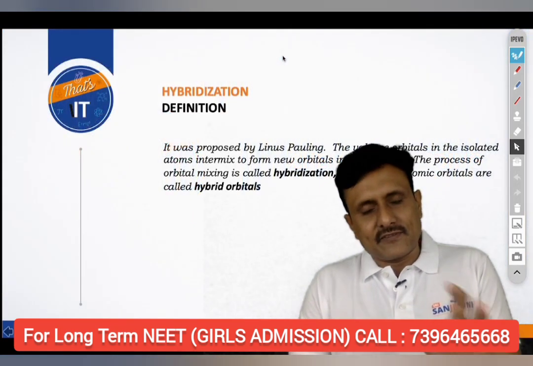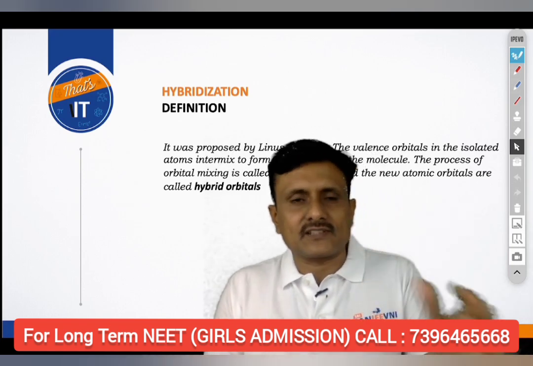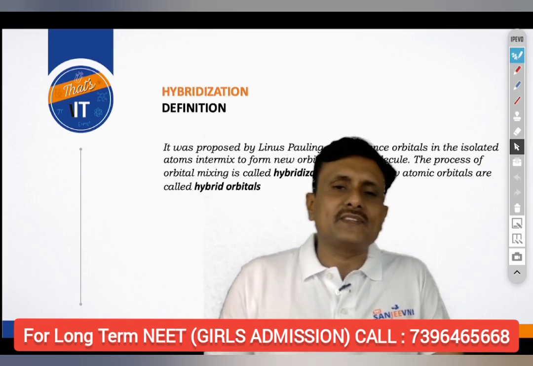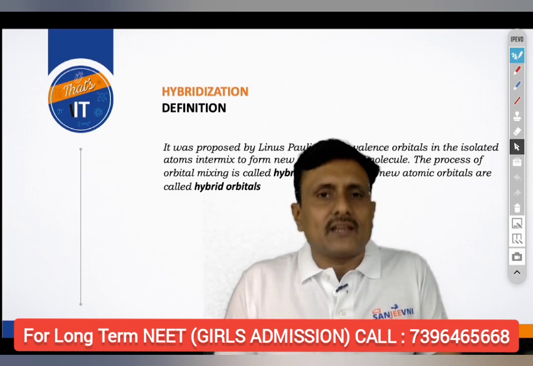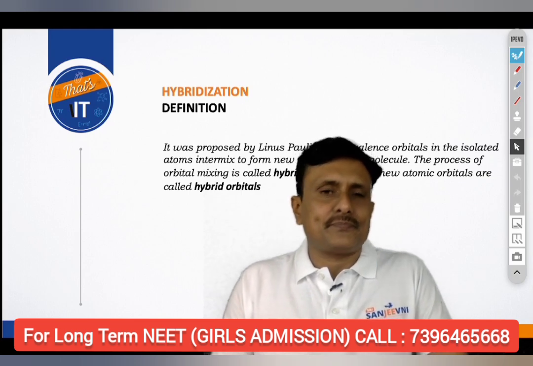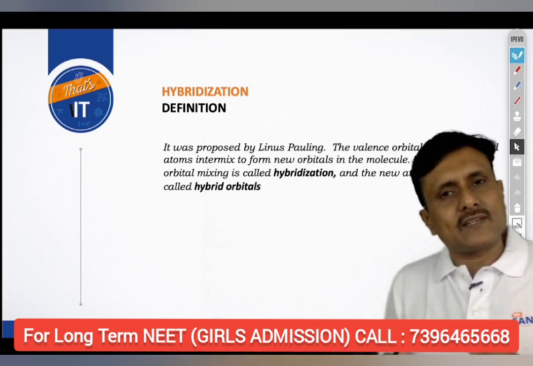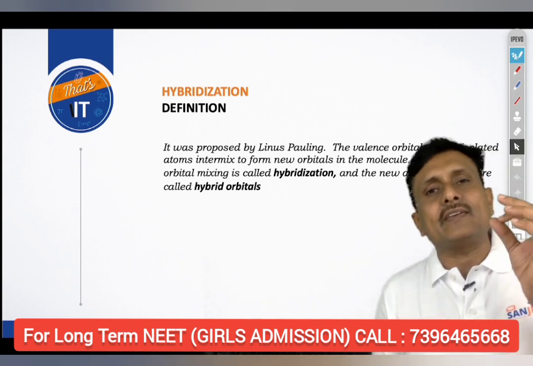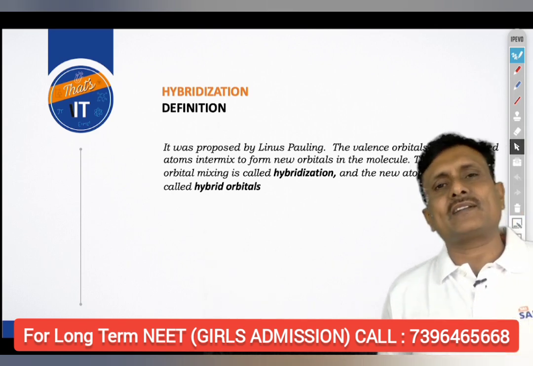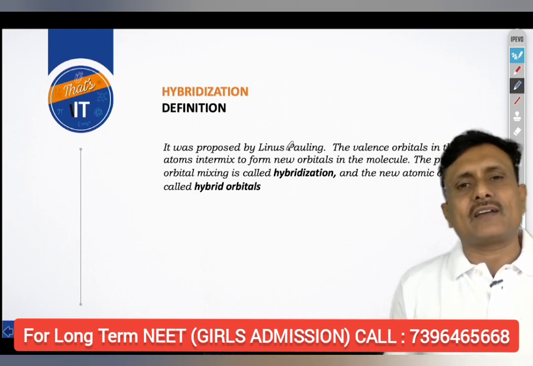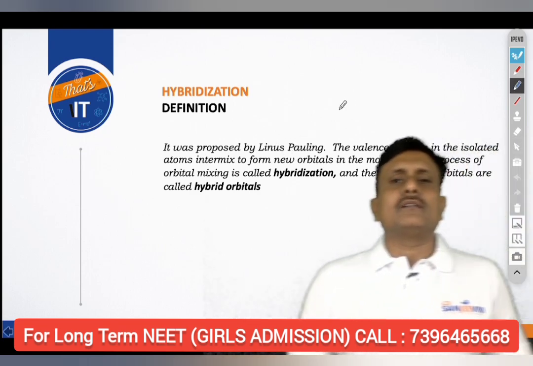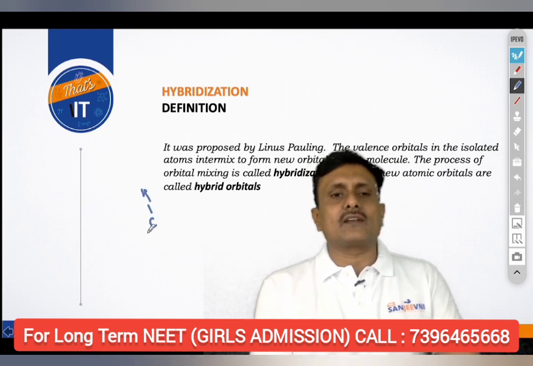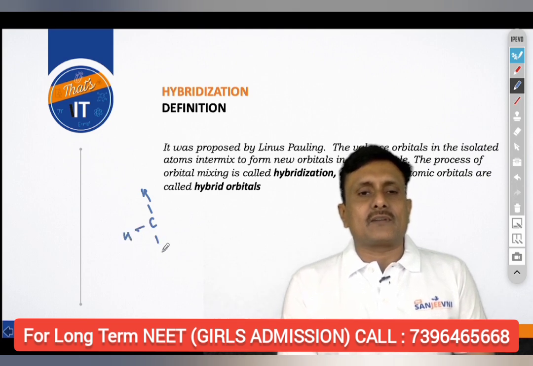So first of all, you should know the definition of hybridization, as you can see on your screen. It says that the valence orbitals of the isolated atom intermix to form new orbitals. So orbitals are mixing with each other to form new orbitals which have equal energy. This idea arises from a phenomenon: for example, if I have a methane molecule, there are four hydrogens on the carbon in methane.